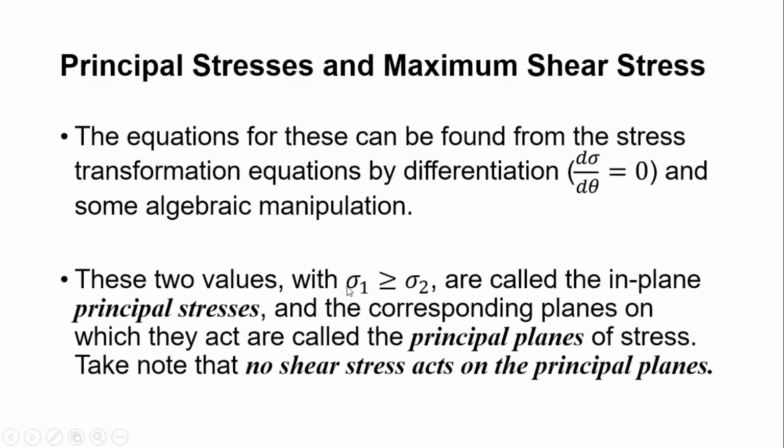So these two values, with sigma 1 greater than sigma 2, are called the in-plane principal stress. And the corresponding planes on which they act are called the principal planes of stress. Take note that no shear stress acts on these principal planes. So ano ba yung positive or yung maximum stress natin dito? So ang maximum natin is yung sigma 1 and then yung minimum natin is denoted by sigma 2.